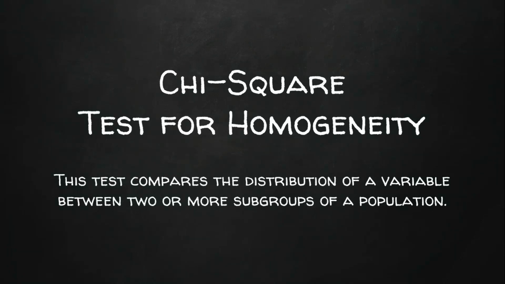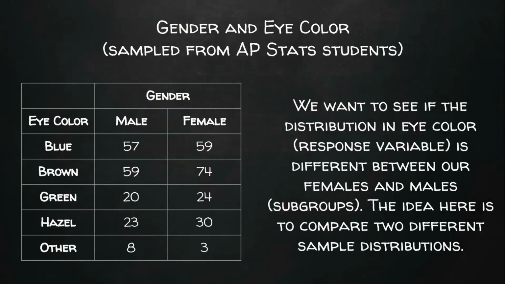Today we're going to be talking about the chi-square test for homogeneity. This test compares the distribution of a variable between two or more subgroups of a population. We are going to be looking at gender and eye color, and this is data sampled from AP Stats students. And we want to see if the distribution in eye color is different between females and males. The eye color represents our response variable, and the males and females represent our subgroups.